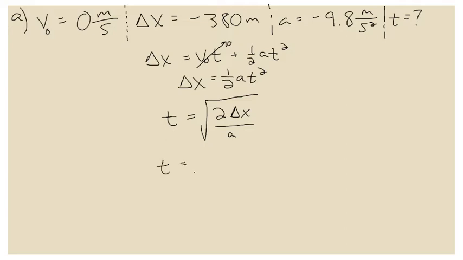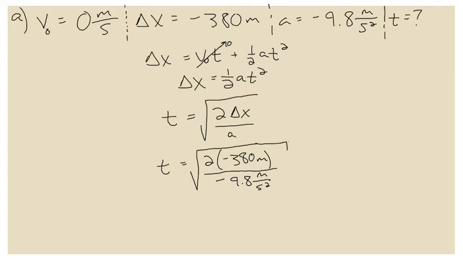And now here we're just plugging in. So we have 2 times negative 380 meters over negative 9.8 meters per second squared.